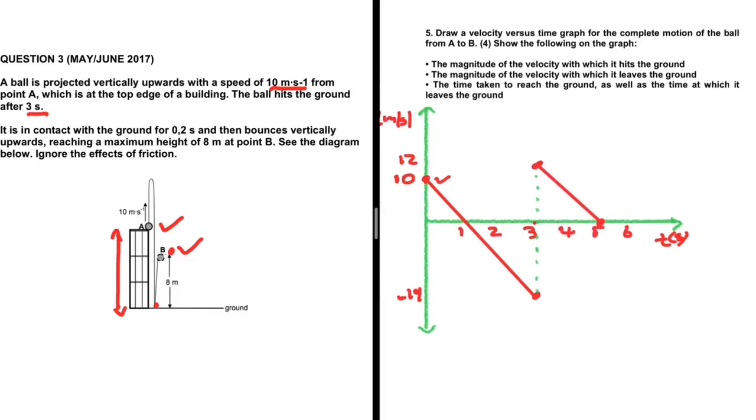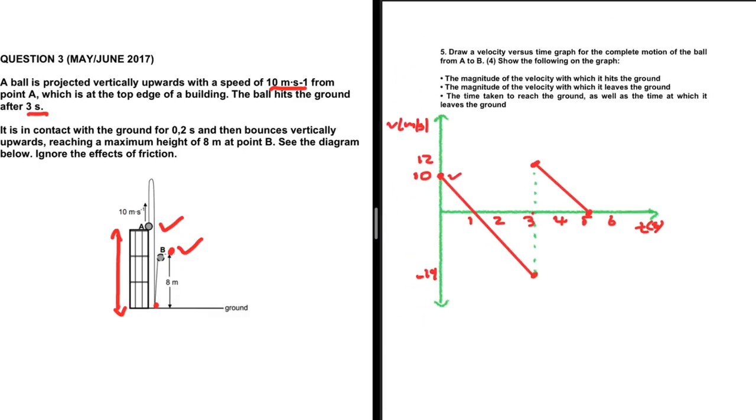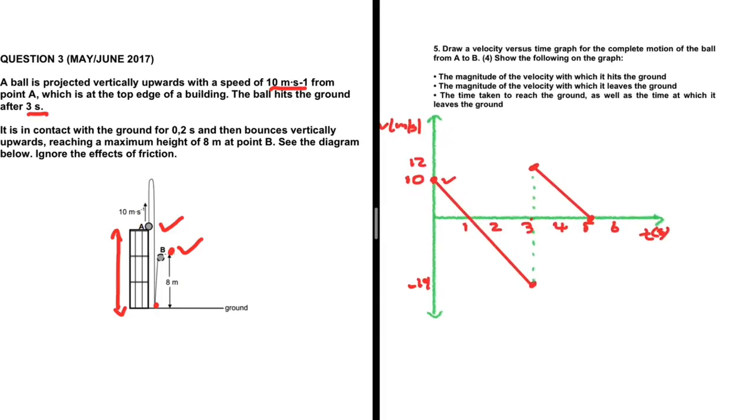So let's see if we included all that we needed to include. The magnitude of the velocity with which it hits the ground. Here we go. Minus 19 point something. Okay, and then the magnitude of the velocity with which it leaves the ground, we have indicated it, 12.52. And then the time taken to reach the ground, 3 seconds, we have indicated that. And then as well as the time at which it leaves the ground. We're supposed to indicate the time at which it leaves the ground.